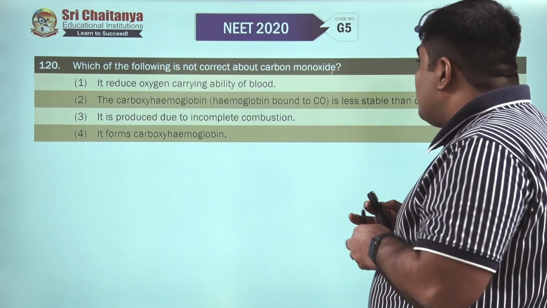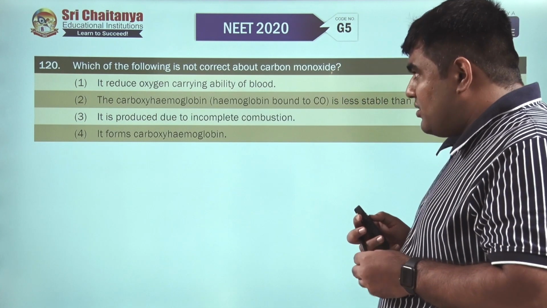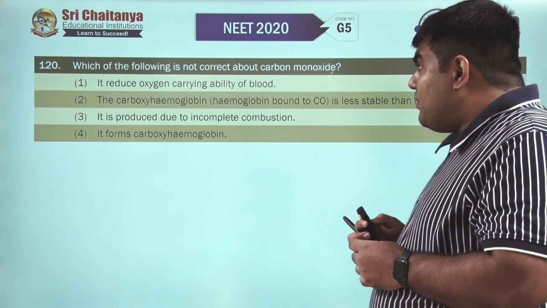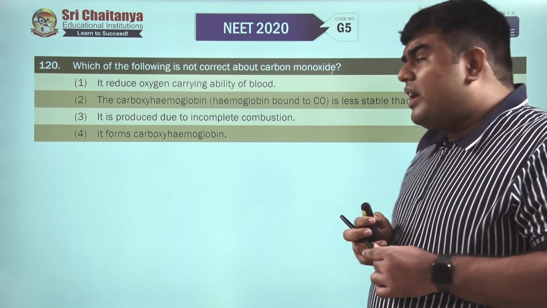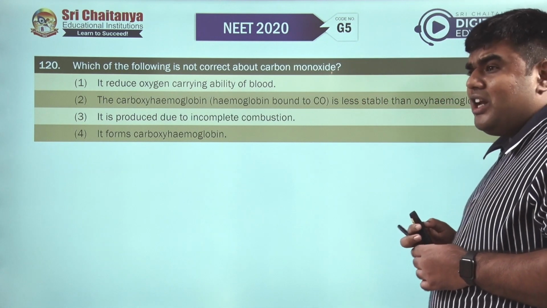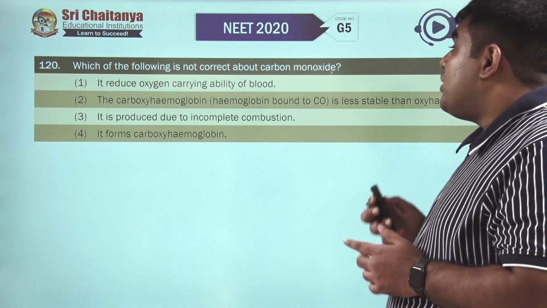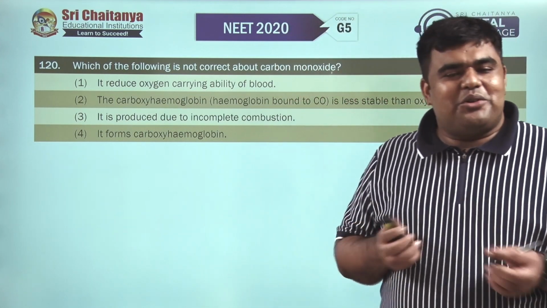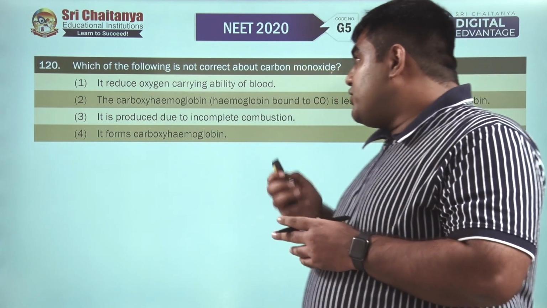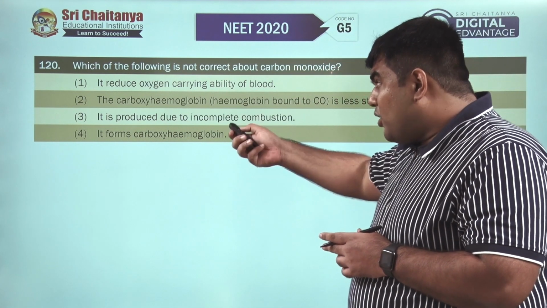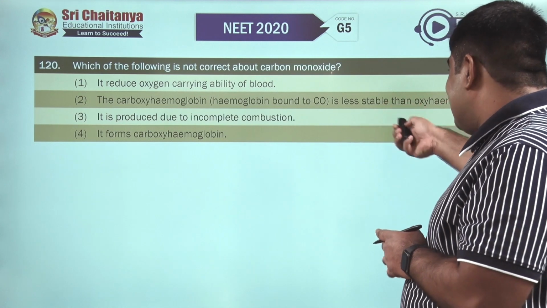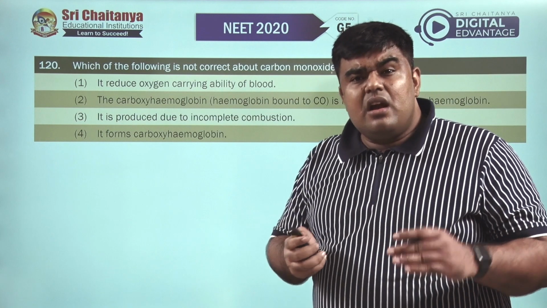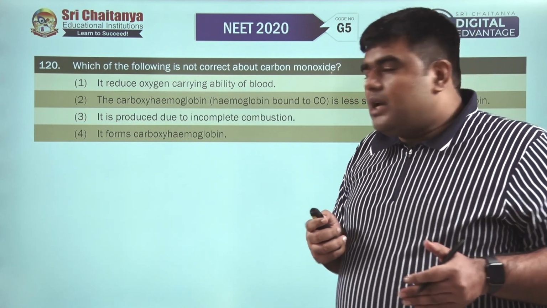Now let's move to question number 120. Which one of the following is not correct about carbon monoxide? It reduces the oxygen carrying ability of the blood. That is true. Why? Because carboxyhemoglobin is more stable than oxyhemoglobin. That is the reason for carbon monoxide poisoning, and we know about it. So the first option is correct. Is carboxyhemoglobin less stable than oxyhemoglobin? No. Carboxyhemoglobin is more stable than oxyhemoglobin.